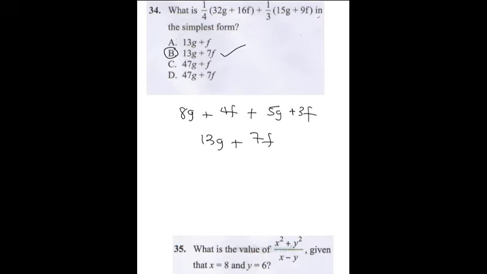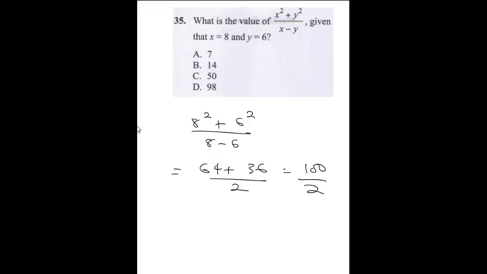So the next question says what is the value of x squared plus y squared all over x minus y, given that x is equal to 8. So just substitute your values. This is going to be 8 squared plus 6 squared all divided by 8 minus 6. So this is going to give you 64 plus 36 all divided by 2. So when you sum this up, you're going to get 100 divided by 2, and your final answer is 50. So correct answer here is C.